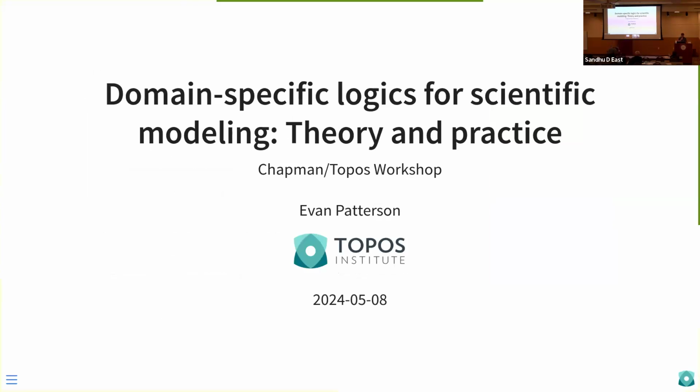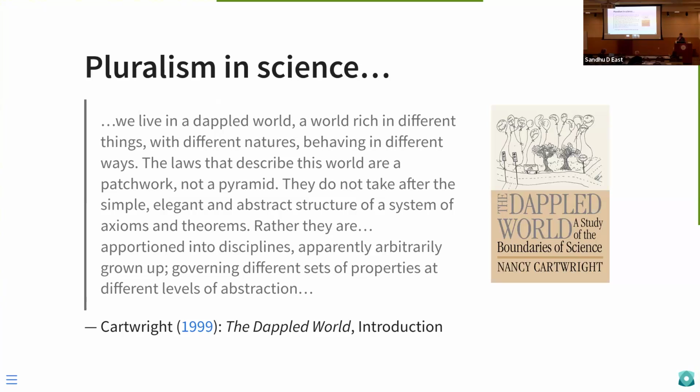So my talk is about domain-specific logics for scientific modeling. I'll say more about how I think about that. I want to start with this quote, a beautiful passage from the introduction to Nancy Cartwright's famous book on the disunity of science. She writes, "We live in a dappled world, a world rich in different things with different natures, behaving in different ways. The laws that describe this world are a patchwork, not a pyramid. They do not take after the simple, elegant, and abstract structure of a system of axioms and theorems. Rather, they are apportioned into disciplines apparently arbitrarily grown up, governing different sets of properties at different levels of abstraction."